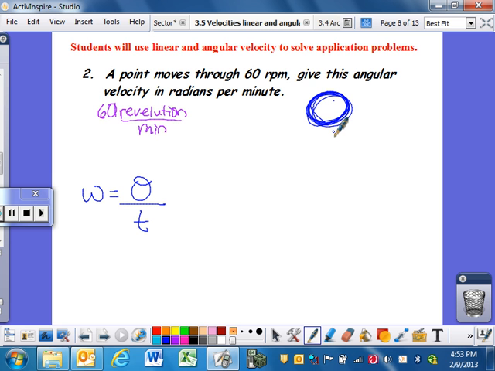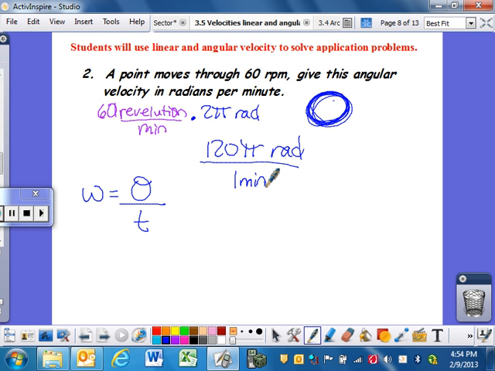So how many radians is that? Alright? So that's what you need to figure out first. So I need to try to figure it out as times 2 pi radians. So I can say now that I have 120 pi radians in 1 per minute, or in a minute. Alright? And that's what you have to do.